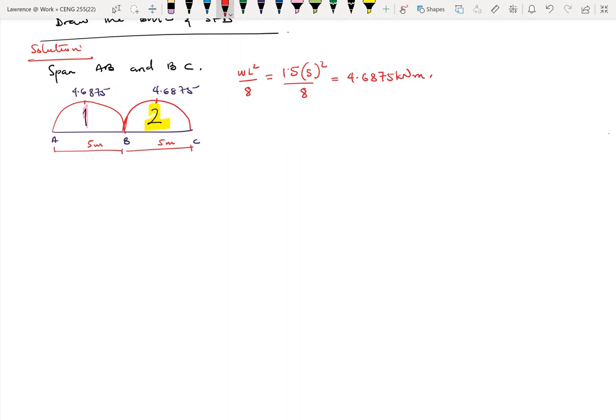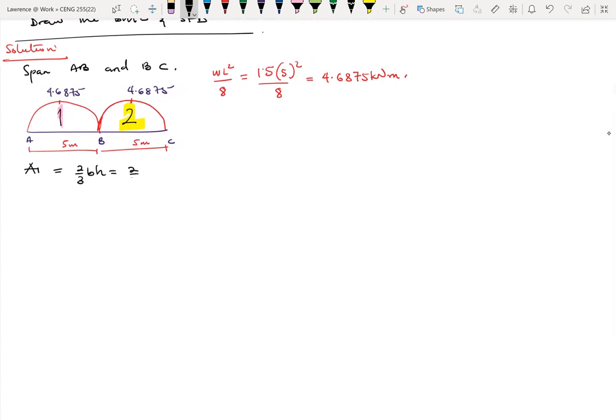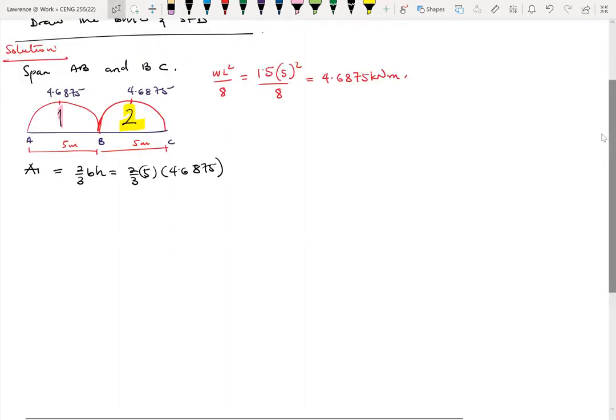So for section 1, for area 1, that means that we have A1, where A1 will be 2/3 base times height. The base is 5 and the height is 4.6875. All right. So this should give us what would be the answer for this? Let's say 2/3 times 5 times 4.6875. So this will give us 125/8.